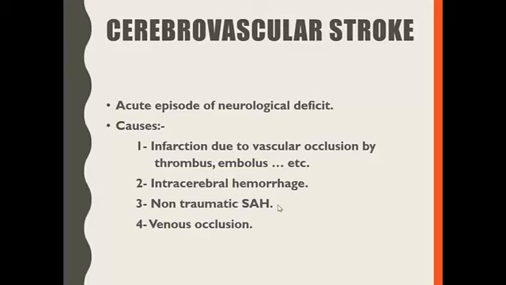The causes of stroke are variable and they can be classified into two major sections. The first one is ischemic stroke, which is due to infarction secondary to vascular occlusion, and may be by a thrombus, which is formed inside the blood vessel, an embolus, which is formed elsewhere and travels to this area, or maybe compression from an external source, for example, a space-occupying lesion or brain herniation. And the other section is non-ischemic stroke, which can be an intracerebral hemorrhage or subarachnoid hemorrhage, non-traumatic, or cerebral venous thrombosis.